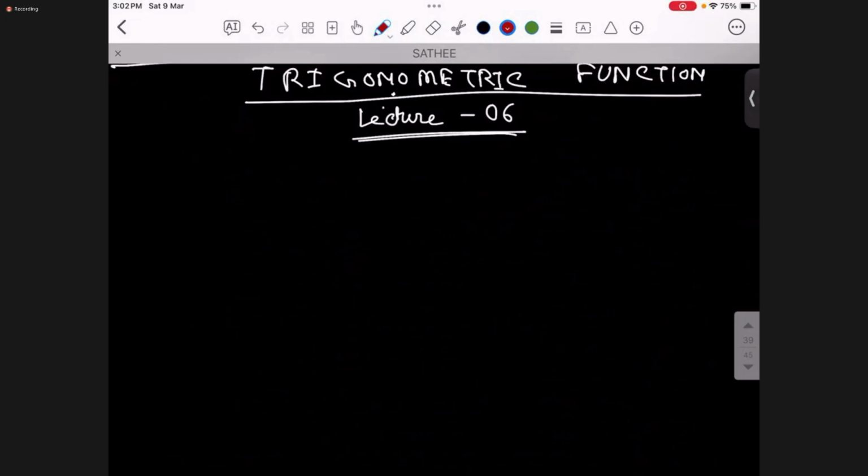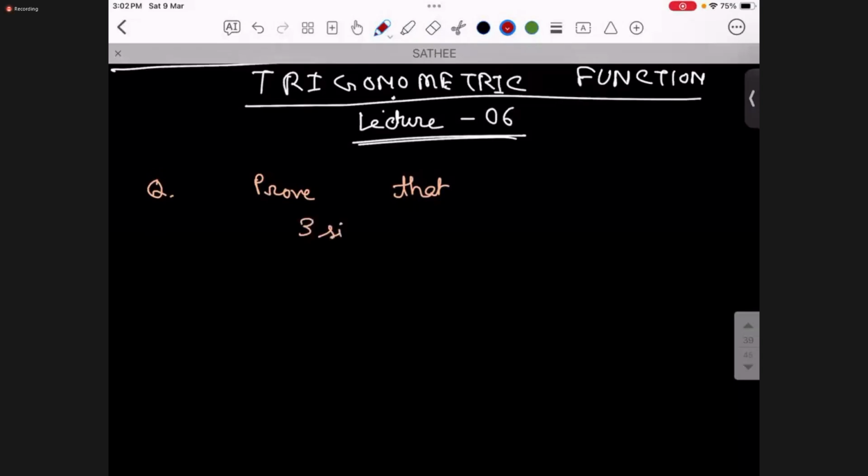So the first question is, prove that 3 sin(π/6) sec(π/3) minus 4 sin(5π/6) cot(π/4) equals 1. We have to prove this.